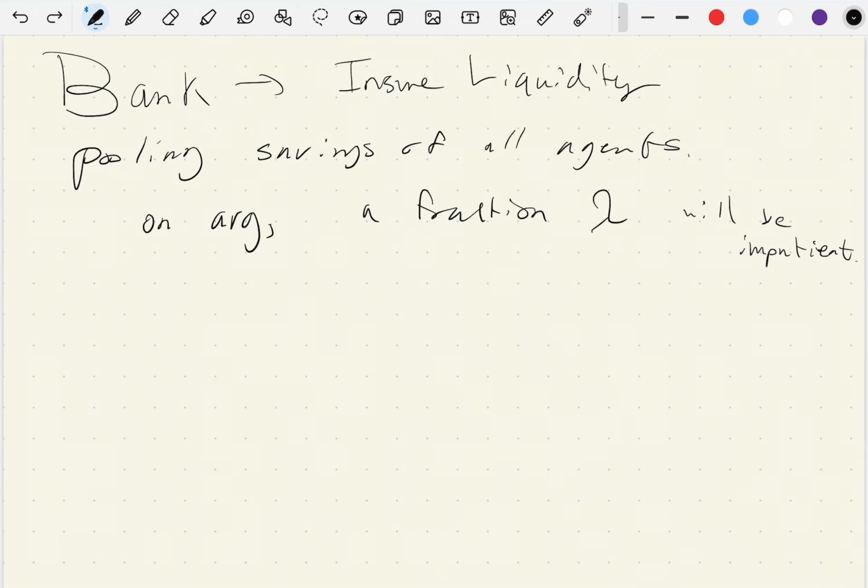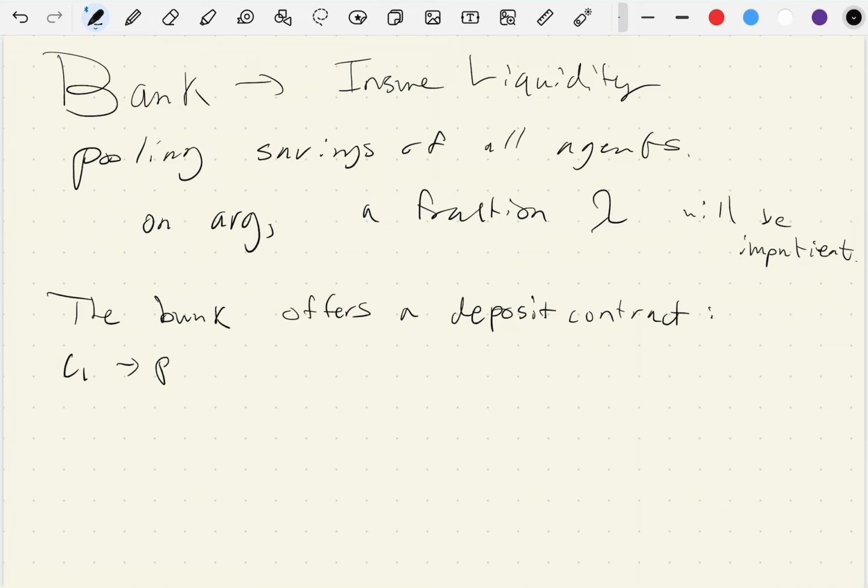Okay? And because the fraction of them that will be impatient is directly encoded into the probability of them being impatient, the bank offers a deposit contract that promises a payment of C1.